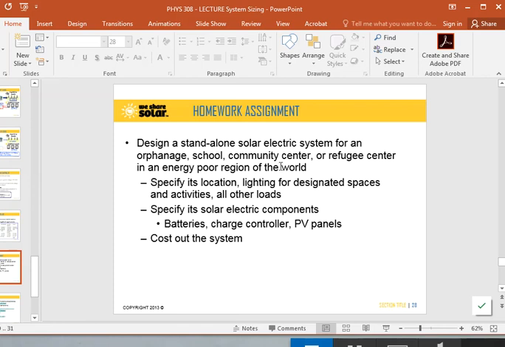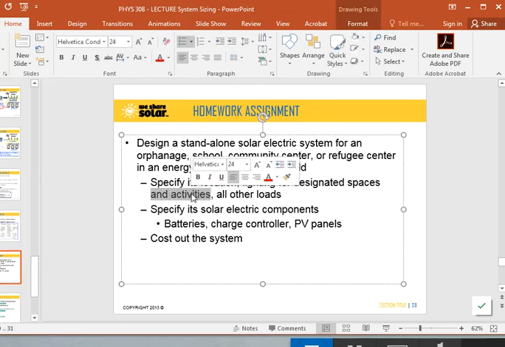So you're going to be specifying its location and figuring out what the lighting is, in other words, how much sunlight is available there. There are a couple of websites linkable from those worksheets to help you figure out the lighting, and you'll look at it in two different ways, actually. You're also going to be thinking about what kinds of activities are needed, in other words, how much lighting, how much charging, and you're going to make estimates based on those things, what kind of loads you have. And then you need to specify what kind of solar electric components you need.